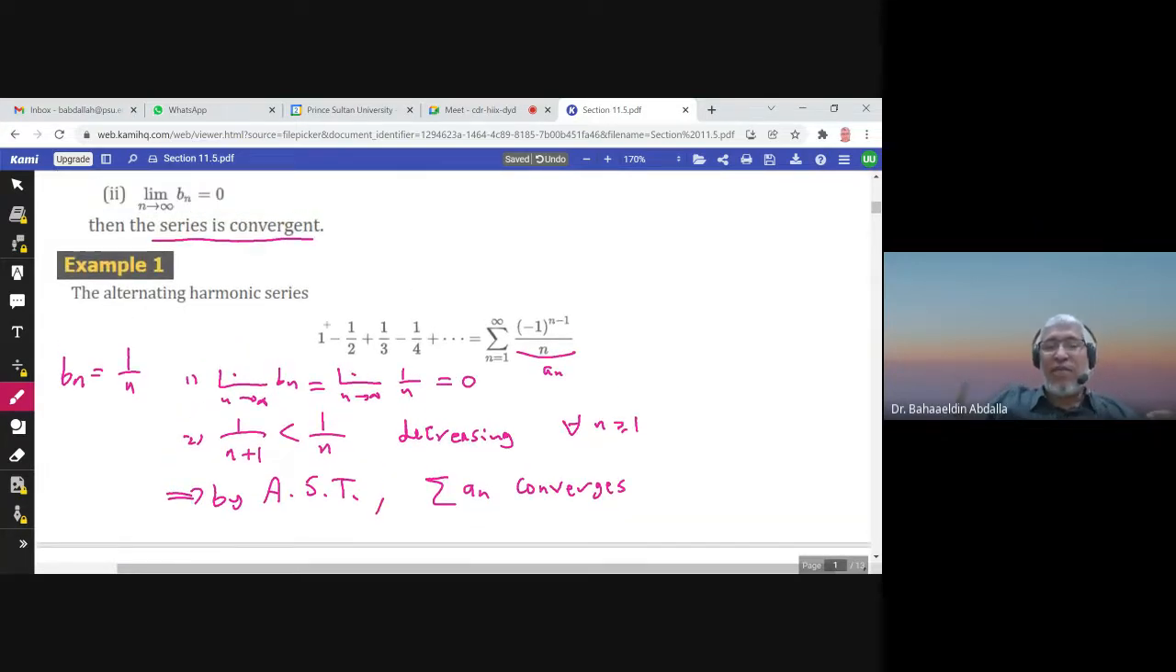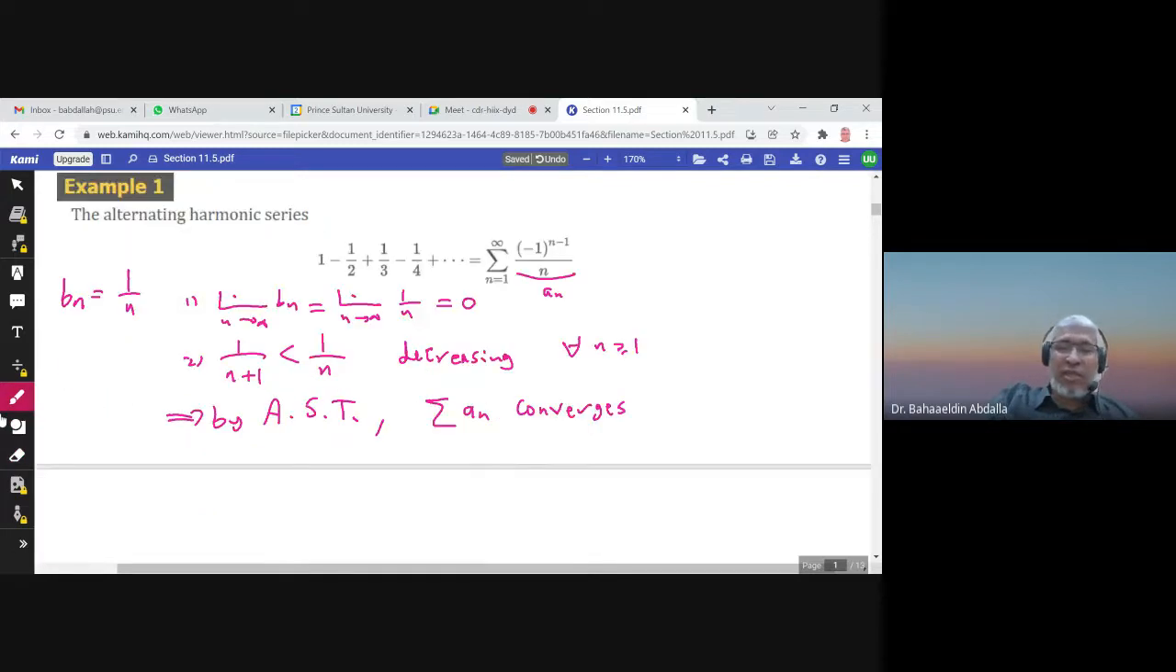So the harmonic series is divergent, but the alternating harmonic series is convergent. Notice the difference. In the harmonic series, you are adding 1 plus half plus 1 over 3 plus infinite terms. But here, some of the terms are negative: 1 minus half, plus 1 over 3 minus 1 over 4. So this may be the reason why this infinite sum converges, but this infinite sum does not converge. So keep this information in your mind. The alternating harmonic series is convergent.